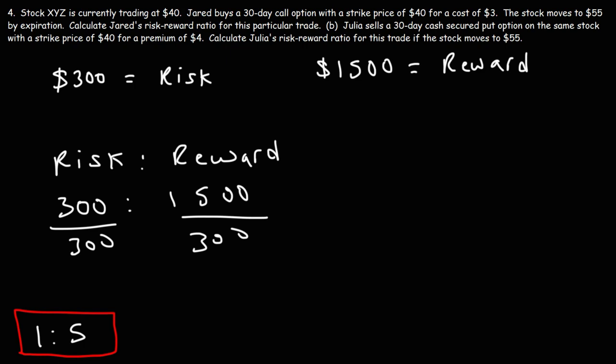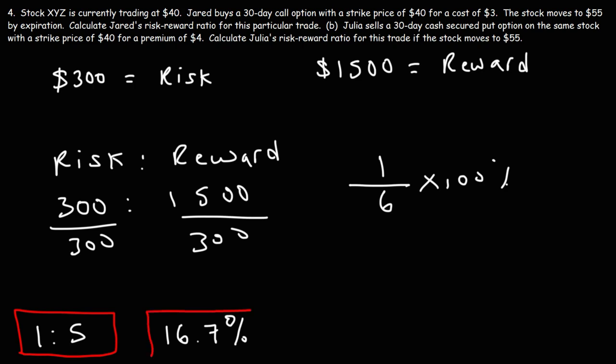Now, the win rate that he needs in order to break even using this method is going to be 1 out of 1 plus 5, or 1 out of 6, times 100%. So he needs to win 16.7%. His win rate needs to be 16.7% in order for him to break even using this trading system. If he can achieve a win rate of 25%, then this trading system for him will be profitable. If the win rate is less than 16.7%, then he's going to lose money over the long run.